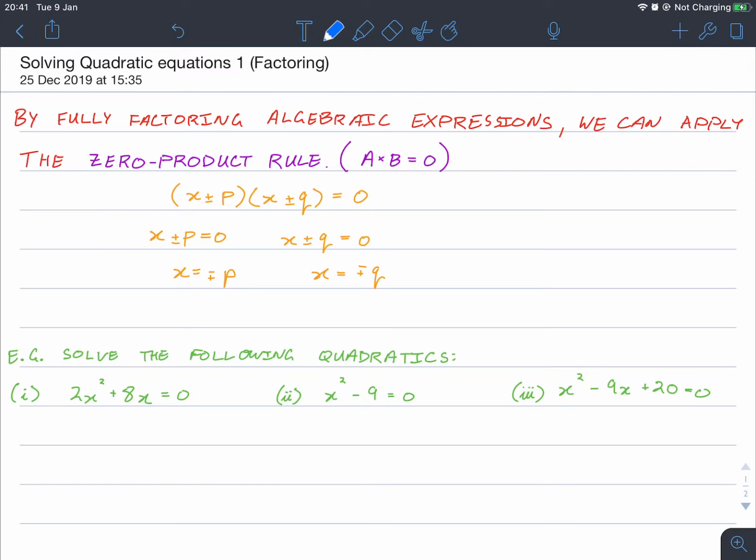In this video we're going to look at the first method in solving equations using factoring. By fully factoring algebraic expressions, we can apply the zero product rule.